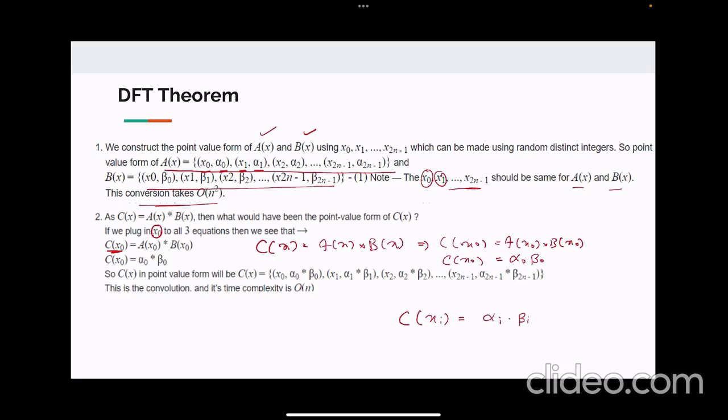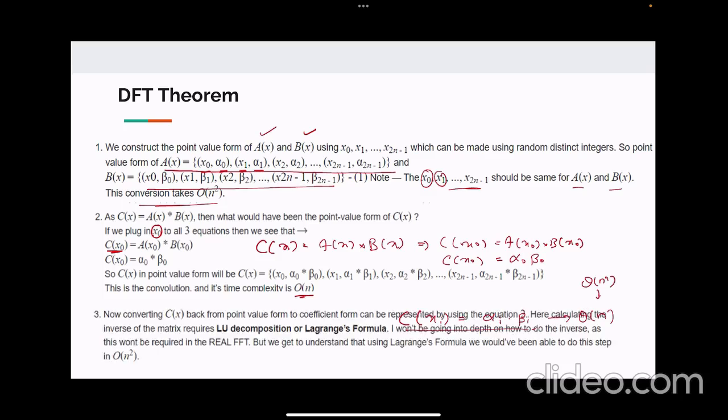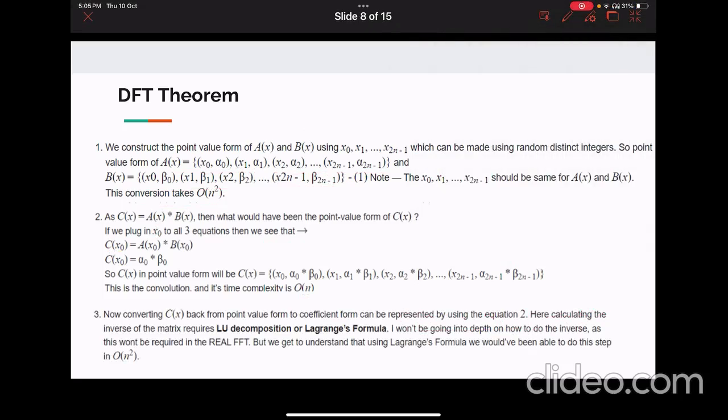This will give my convoluted polynomial in the point value form in theta of n, or O of n. This is a much better time than O of n square. We've already reduced the convolution step from O of n square, or theta of n square, to theta of n. And the last step would be to convert this back to the coefficient form. Again, we can use LU decomposition or Lagrange form to make it O of n square, but it's not really required when we're using the fast Fourier transform, because it will be the same thing as converting from the coefficient form to the point value form.